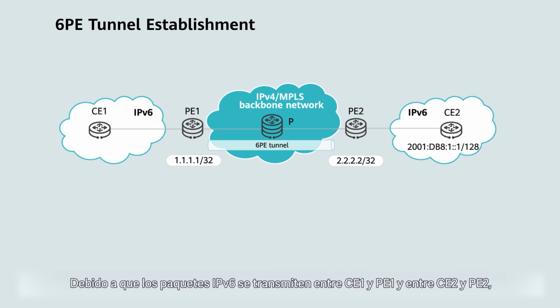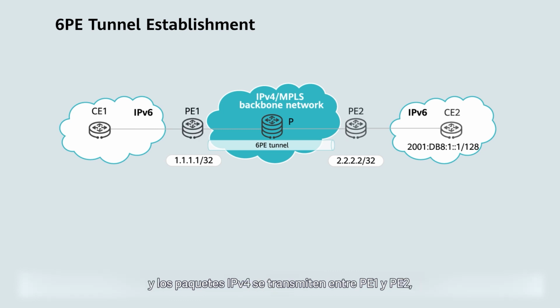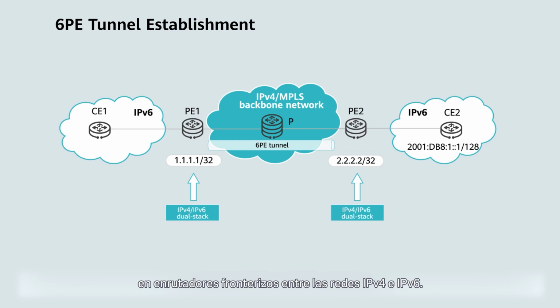Because IPv6 packets are transmitted between CE1 and PE1, and between CE2 and PE2, and IPv4 packets are transmitted between PE1 and PE2, PE1 and PE2 must be able to process both IPv4 and IPv6 packets. In other words, IPv4 or IPv6 dual stack must be enabled on border routers between the IPv4 and IPv6 networks. Other nodes only need to maintain the IPv4 stack. PE1 and PE2 use MPBGP to advertise IPv6 routes. Core devices have only IPv4 routes and LFIBs and no IPv6 information.